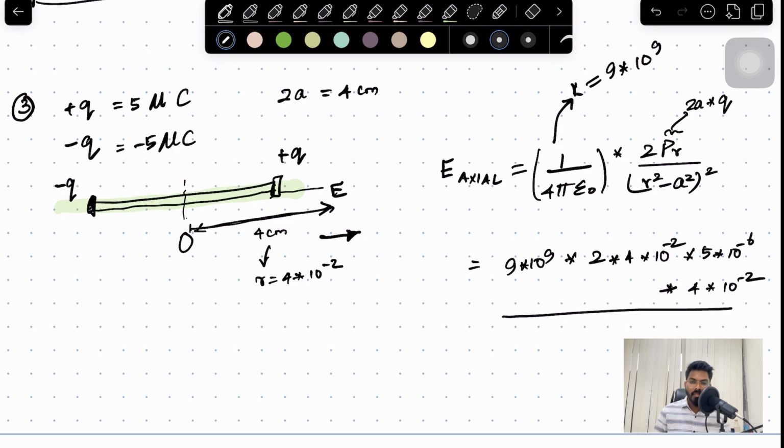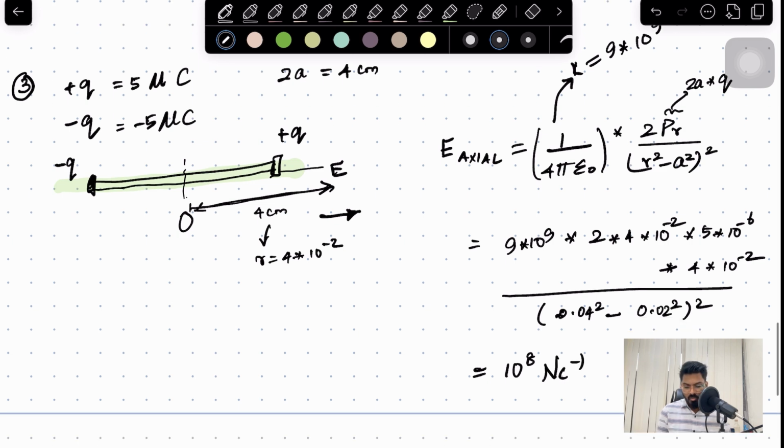Now in the denominator we have r square minus a square whole square, which is 0.04 square minus 0.02 square, whole square, and it's a matter of just solving. When you solve, you get 10 to the power 8 Newton per coulomb. So axial field is 10 to the power 8 Newton per coulomb.